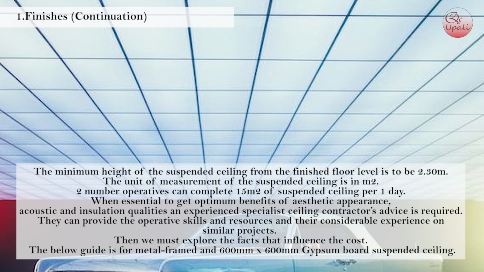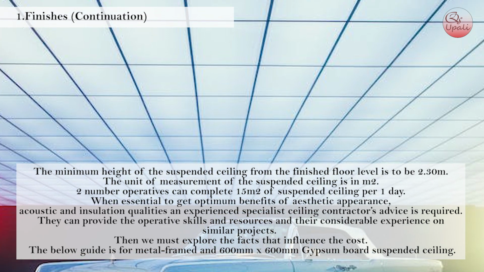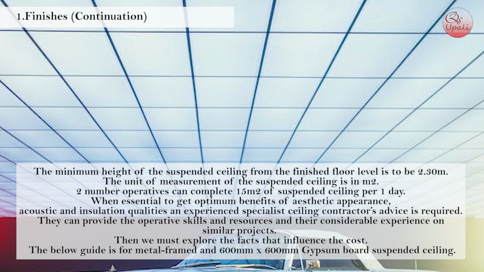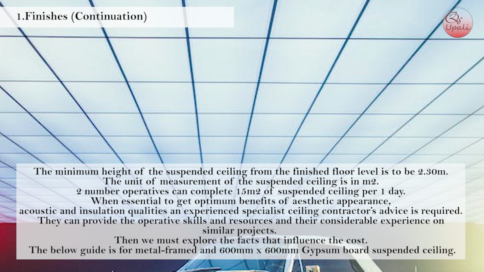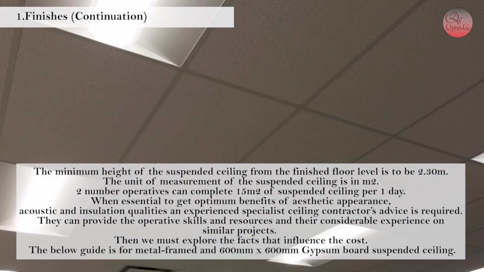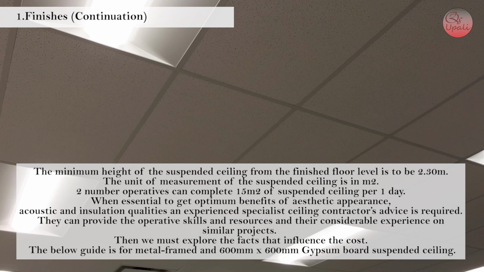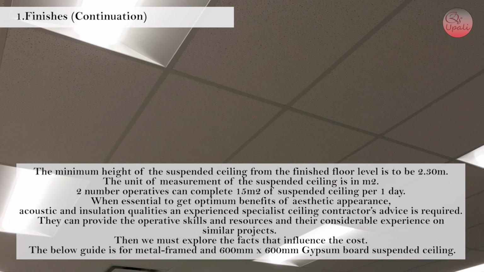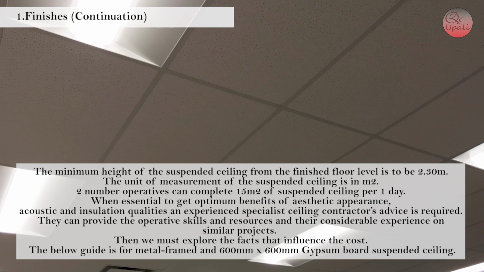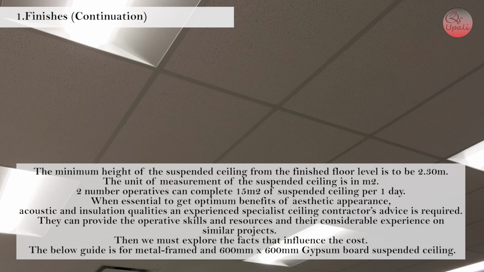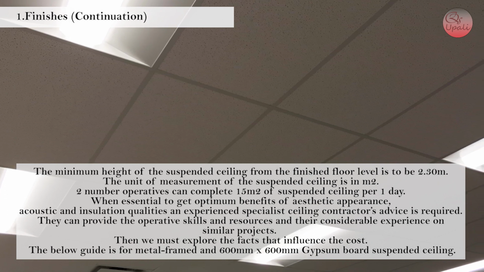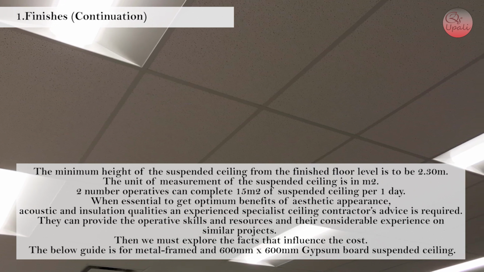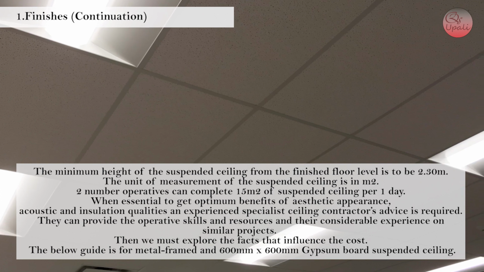When essential to get optimum benefit of aesthetic appearance, acoustic and insulation qualities, an experienced specialist ceiling contractor's advice is required. They can provide the operative skills and resources and their considerable experience on similar projects. Then we must explore the facts that influence the cost. The below guide is for metal frame and 600 mm by 600 mm gypsum board suspended ceiling.